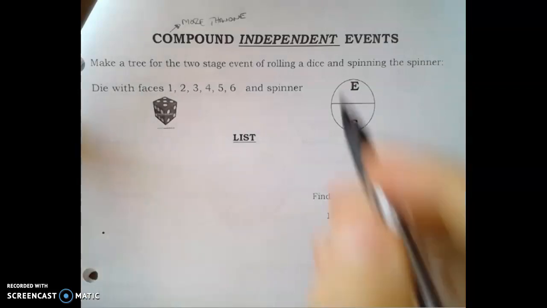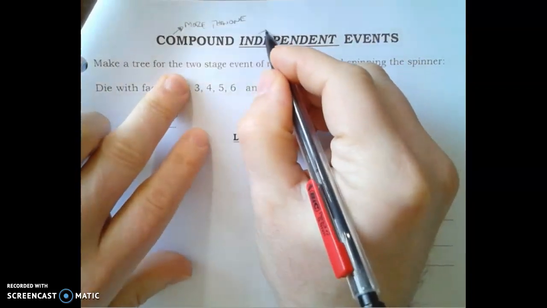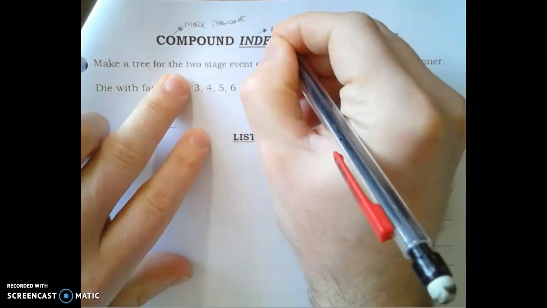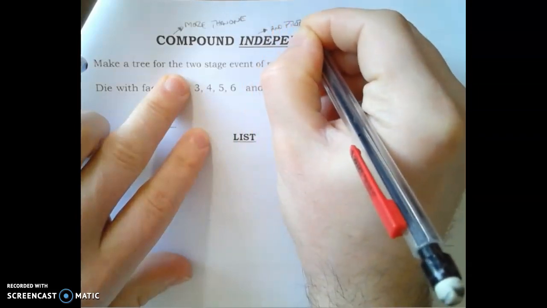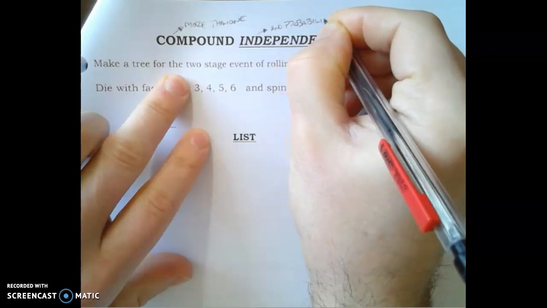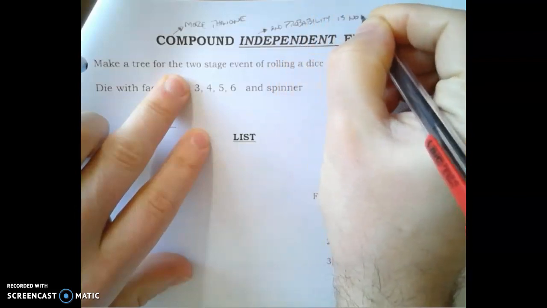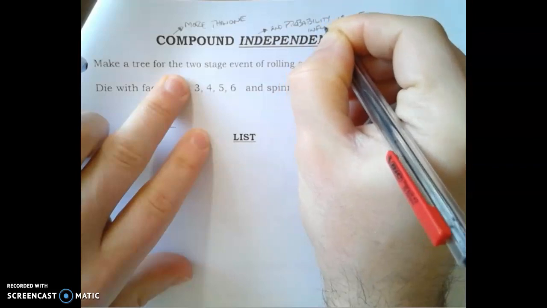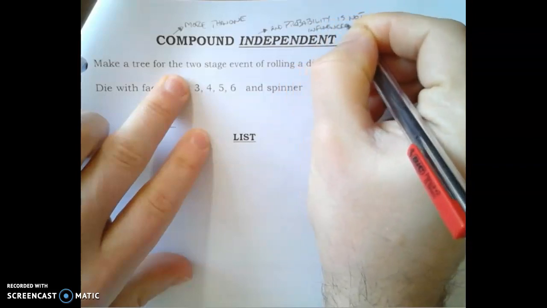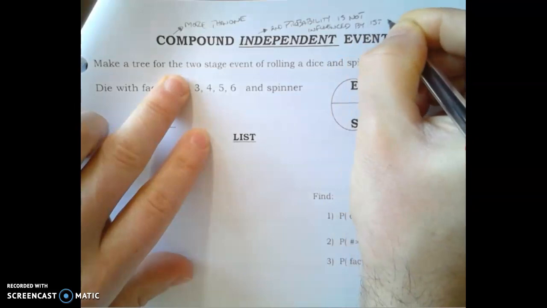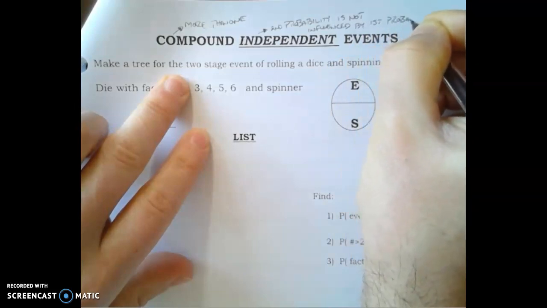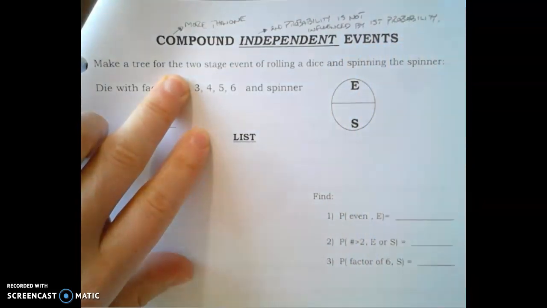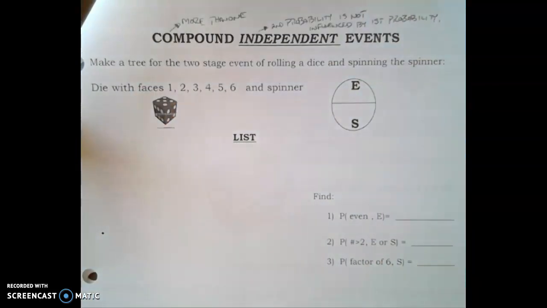And when we say that they're independent events, independent means that the second probability is not influenced by the first probability. Okay, so compound means more than one, and independent means that the second probability is not going to be influenced by the first probability. And so let's take a look at an example.